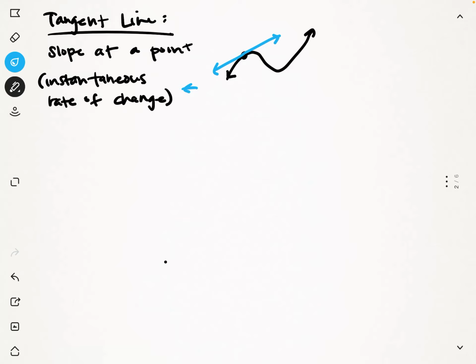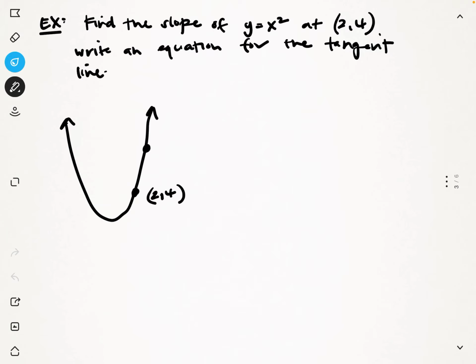We used our algebra to find the instantaneous rate of change earlier with the limit as h approaches 0 of f of x plus h minus f of x over h, right? We did the whole algebra thing to find the tangent line's slope. Okay? So it says find the slope of y equals x squared at (2, 4). Write an equation for the tangent line.